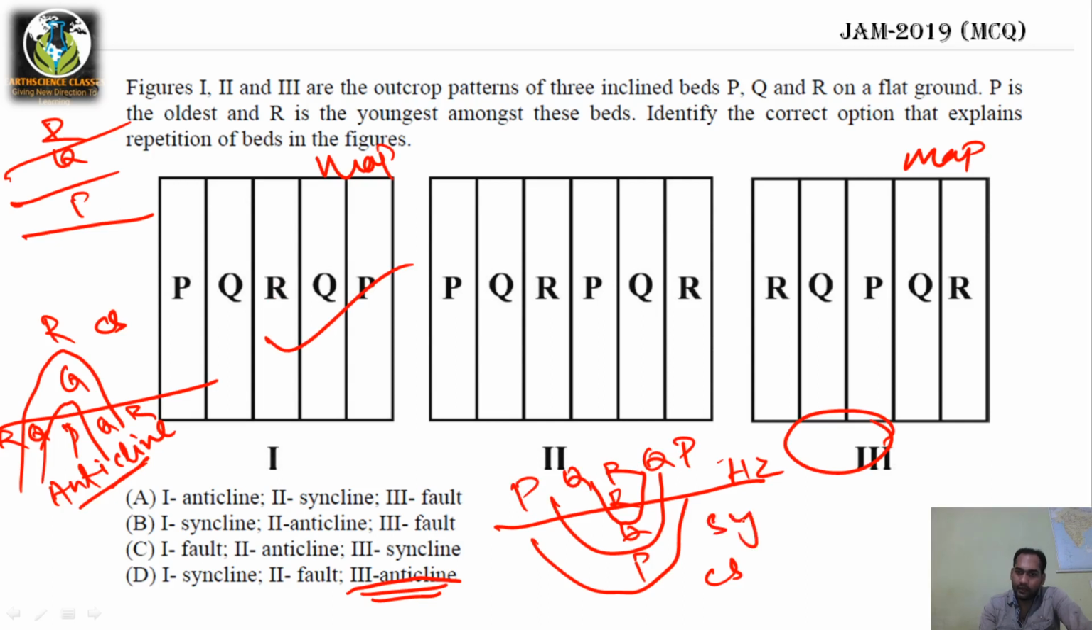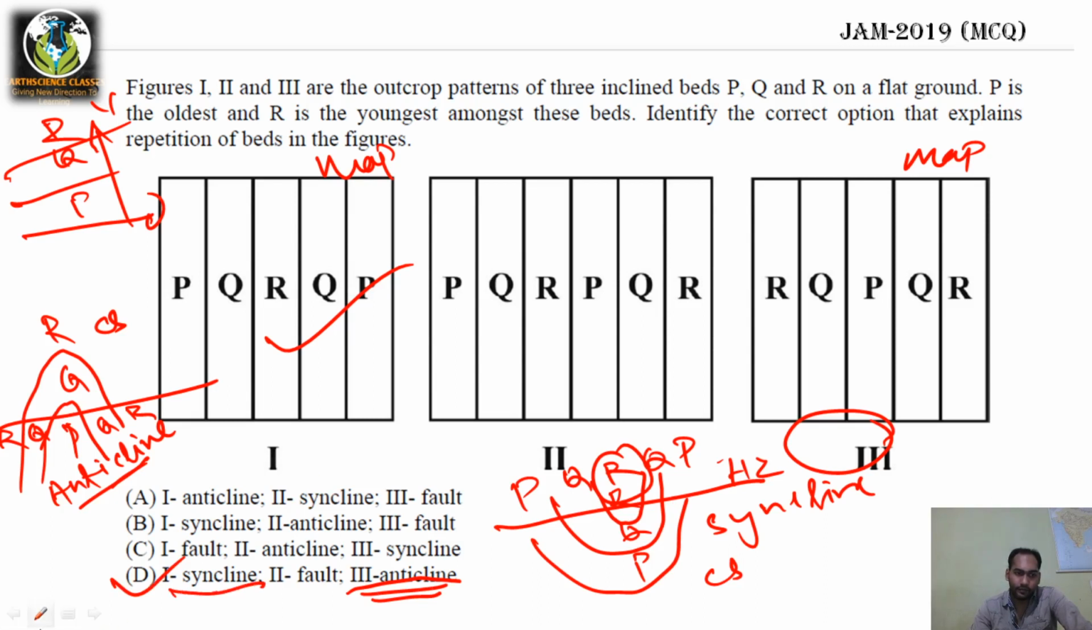So this is a syncline. Why is it a syncline? Because R is the younger one. Here I have mentioned R is the younger one, P is the older one. So younger at the core is a syncline. So the first one is syncline, the third one is anticline.